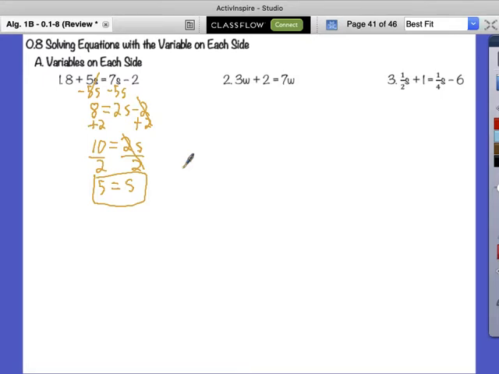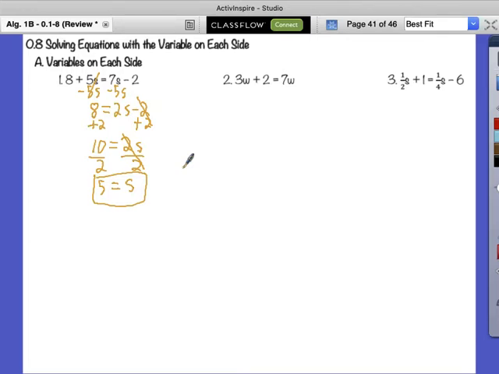So how do we get rid of the 4? Divide. We divide the other side by 4 too, right? So then you divide the other side by 4. Okay, what's 2 divided by 4?